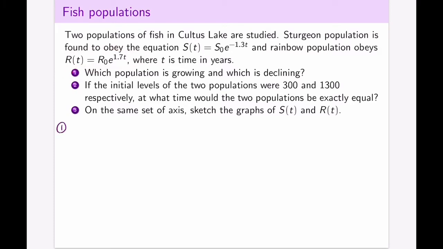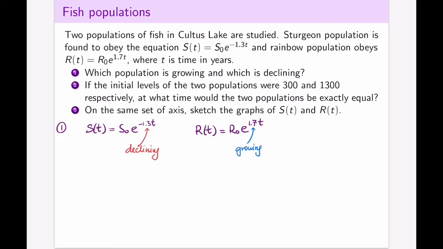So let me rewrite the equation for the sturgeon. Here we have S naught that corresponds to the initial population, and we notice, of course, that the exponential has a negative constant in its exponent, which means that the population of sturgeon is declining. On the other hand, if we look at the rainbow trout population equation, we have R naught, the initial population, times e to the power 1.7t. The constant here is positive, which means that this population is in fact growing.